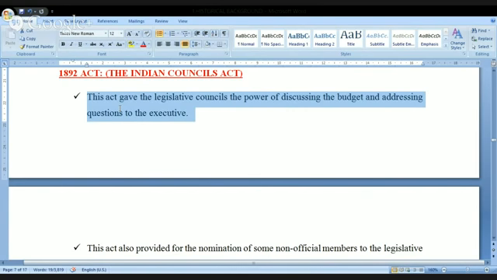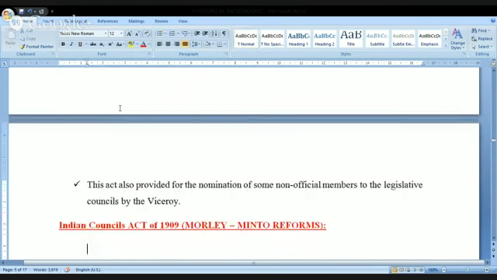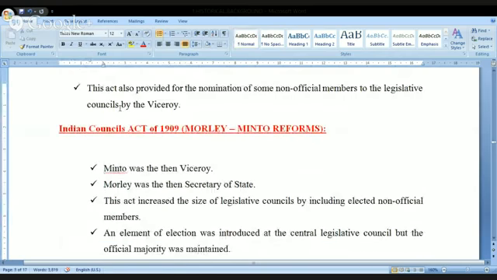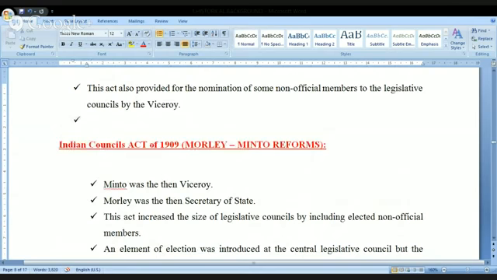Today, in the parliament, the members who are present pose questions to the government because the government is in the responsible position of executing certain things. They are answerable to the people, and that is the reason why every question posed by any member should be answered by the government. And for the first time, it was introduced in India where the legislative councils were permitted to question the executive. Look at this. This act also provided for the nomination of some non-official members to the legislative council by the viceroy. So this is one.